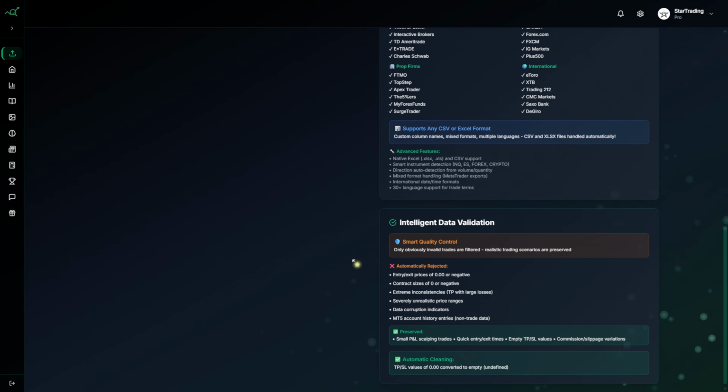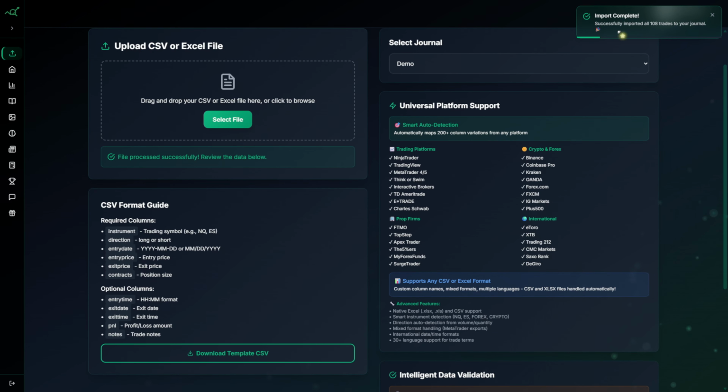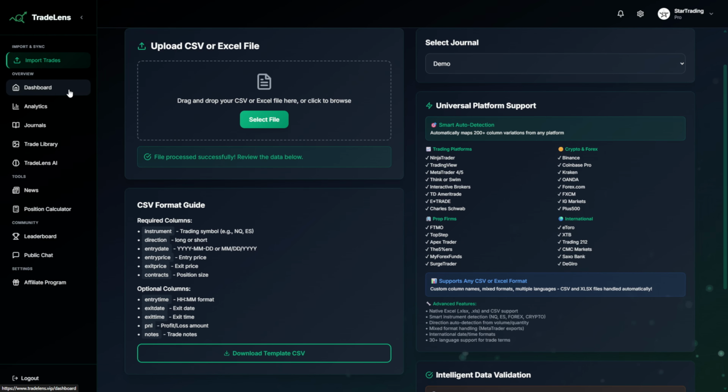Now, if we scroll a little bit further down, you can also see that intelligent data validation. Now, some brokers are just having a very weird way of putting out their broker statement, such as if you have an entry or exit price of 0 or even a negative, which completely doesn't make any sense, then TradeLens is automatically going to filter those trades out, because those are just a mistake of the broker and not yours. So successfully imported all 108 trades, and from here on, we're going to click on the dashboard tab.